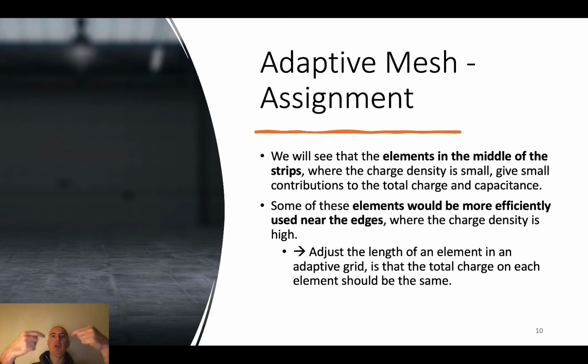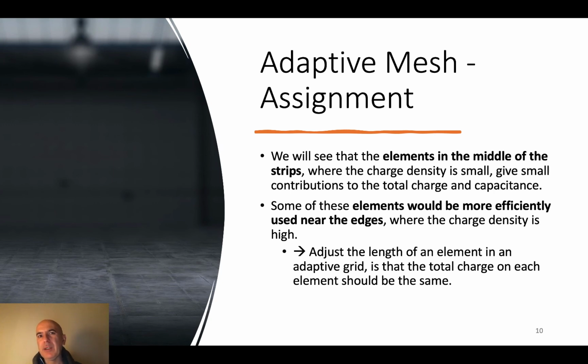So we might want to have different elements for our element distribution, and we're going to have small elements that are focused on the edges of a capacitor, right? So those we can have quite a high accuracy. So we want to have more elements near the edges where the charge density is high. And for doing that, we're going to adjust the length of an element in an adaptive grid.